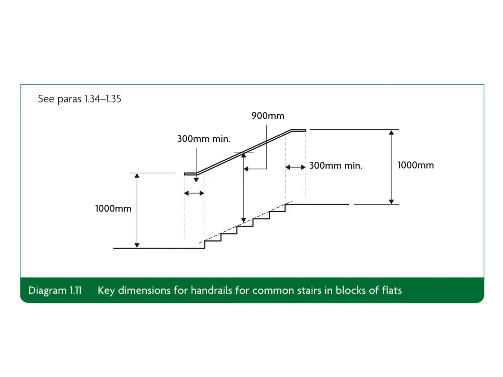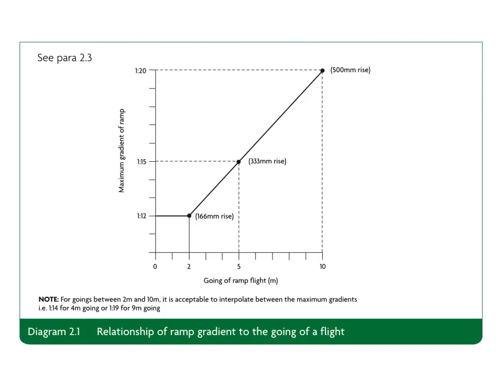So it does mean that you cannot put, say, for example, a door on that wall where it might conflict with that projecting handrail. In diagram 2.1, there are a set of rules about the steepness of ramps, the length of each section of the ramp, and where landings are required.